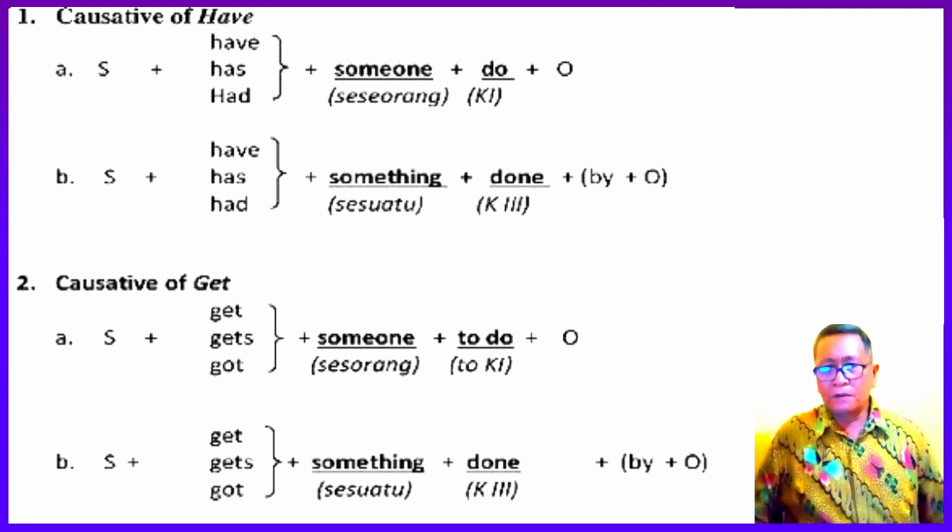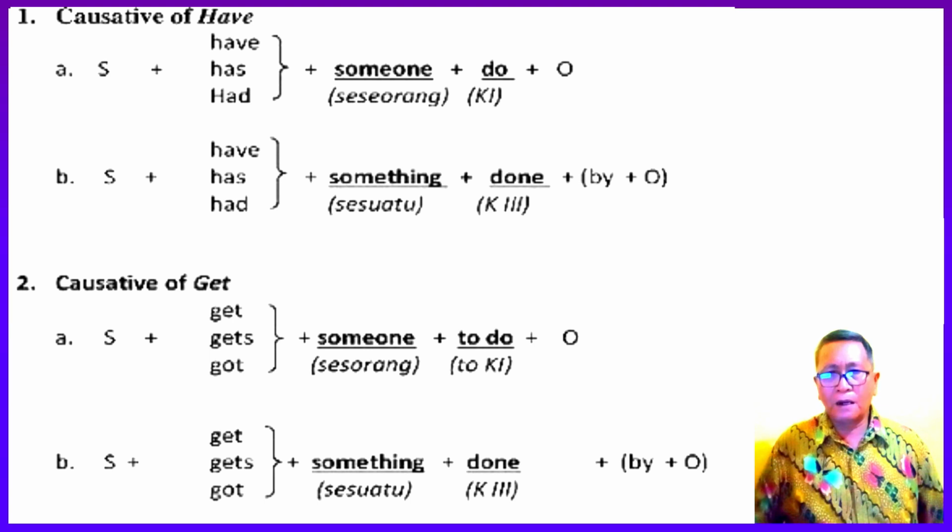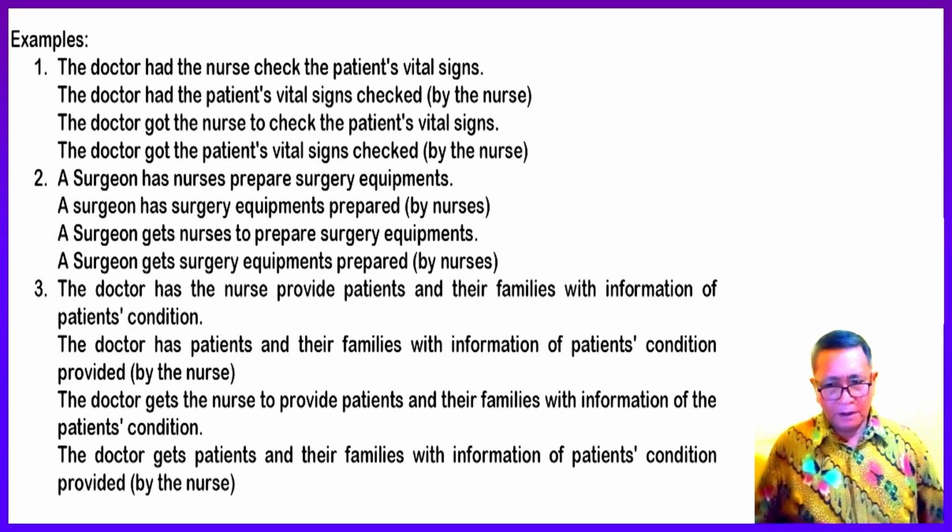Well, now we go on to the examples. Number 1. The nurse checked the patient's vital signs. The doctor had the nurse check the patient's vital signs. The doctor had the patient's vital signs checked by the nurse. The doctor got the nurse to check the patient's vital signs. The doctor got the patient's vital signs checked by the nurse.